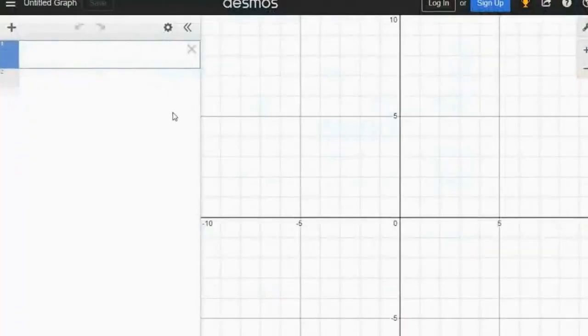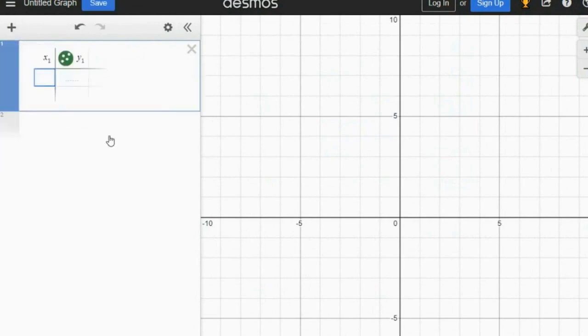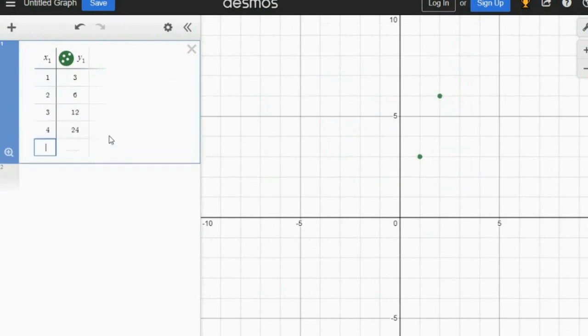All right, so there are two ways. The first way is if you have all the values, you can say, okay, I'm going to make a table. The first term is 3, the second term is 6, the third term is 12, the fourth term is 24, the fifth term is 48, and the sixth term is 96.